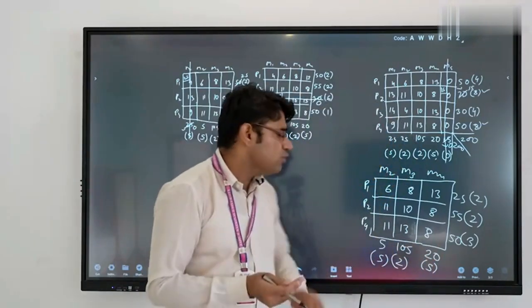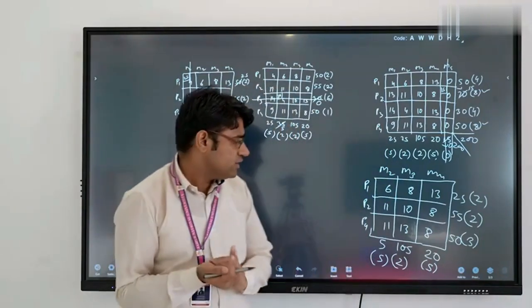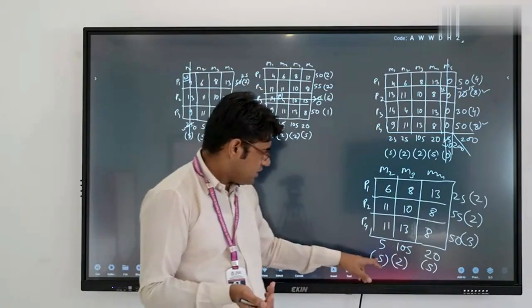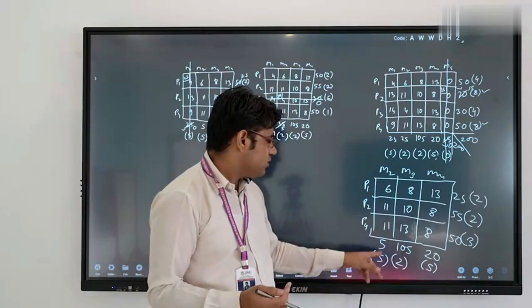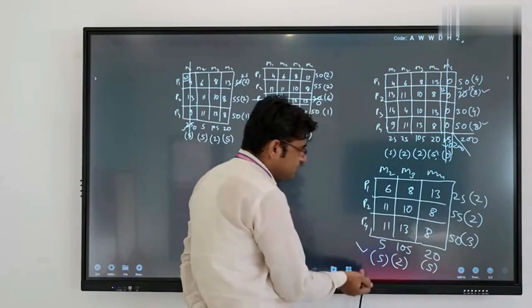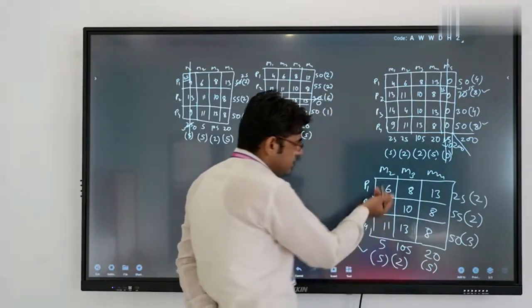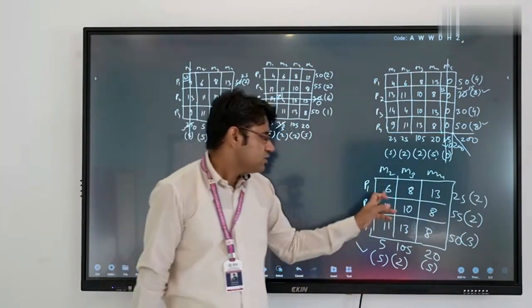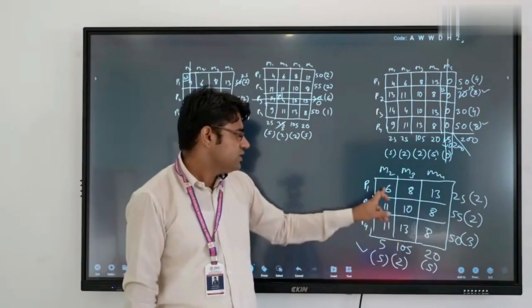So the penalty for this column is 5. Now we check the highest penalty. So here the highest penalty is 5, but 5 is right here in two places. So we select any one. Here we select 5. So enter in this column. We check the smallest cost cell entry. So here the smallest cost cell entry is 6.